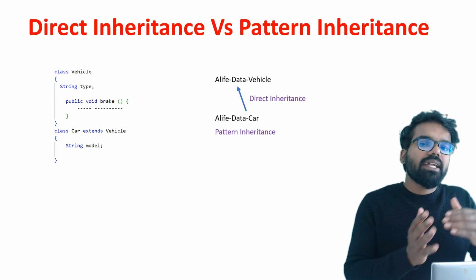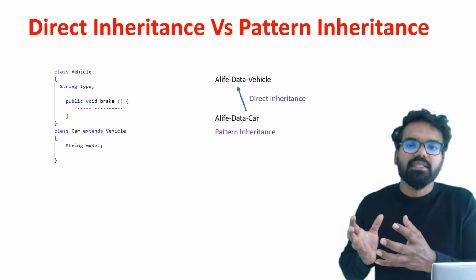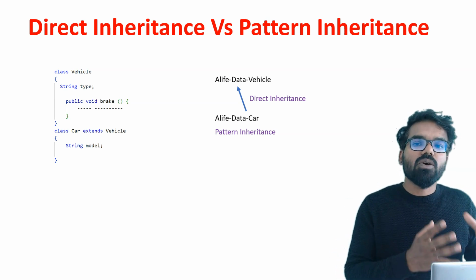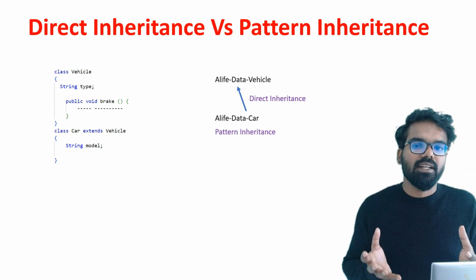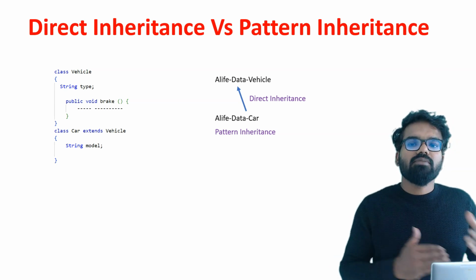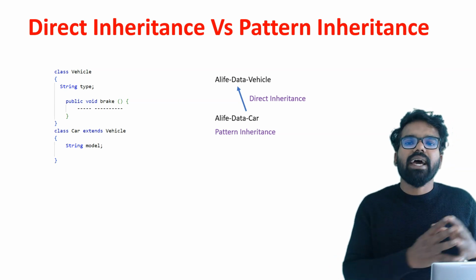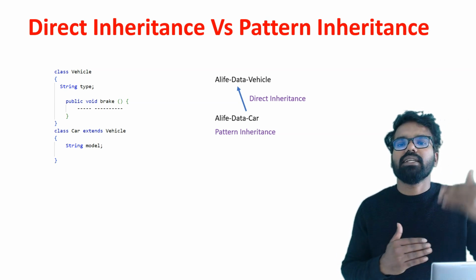So ALIVE-Data-Car can reuse the rules from ALIVE, which is the organizational layer, or it can also reuse the code from ALIVE-Data, which is the organizational data layer. So you see there are two inheritance paths. One, pattern inheritance path which follows the class path, and the direct inheritance path where you can specify any direct class from which it can inherit.